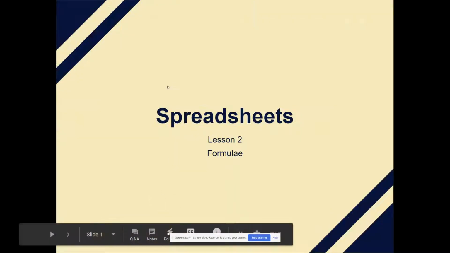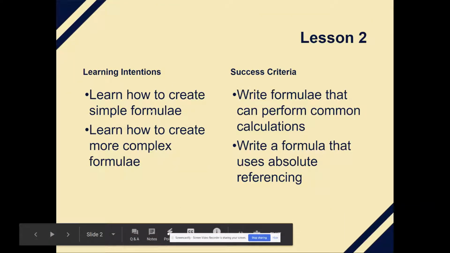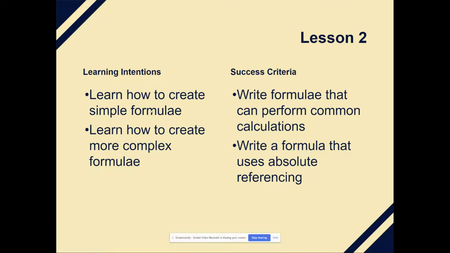So anyway, let's have a quick look at what we need to do. We're going to learn how to create simple formulas, and we're going to create more complex formulae as we move through it. But basically, if you have been able to write formulae that can perform common calculations like multiplication, subtraction, adding, all that sort of stuff, then you've basically hit the nail on the head in terms of our first success criteria. What I also like is that you can use something called absolute referencing when you're writing a formula. And to be honest, there's not much point in explaining that at this stage because it won't really make sense until we've seen when we use it. It will make sense later in the lesson though.